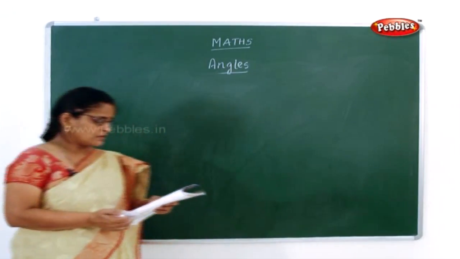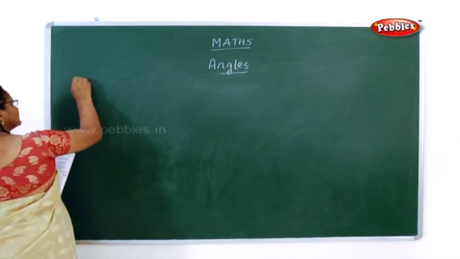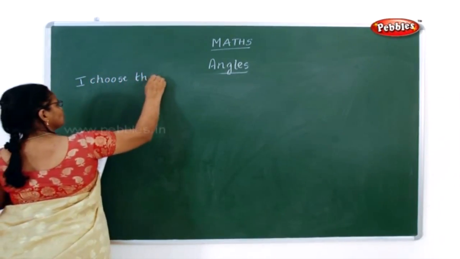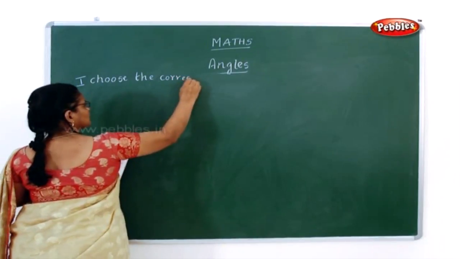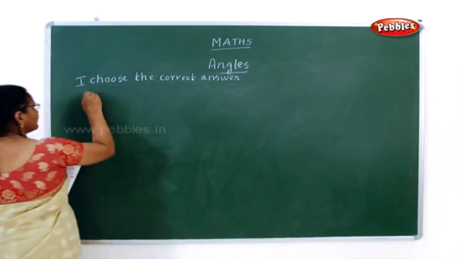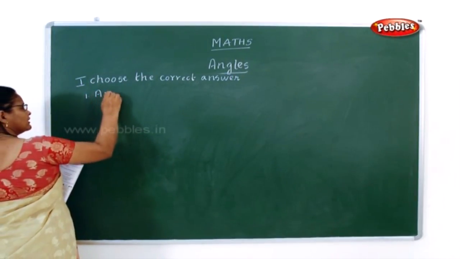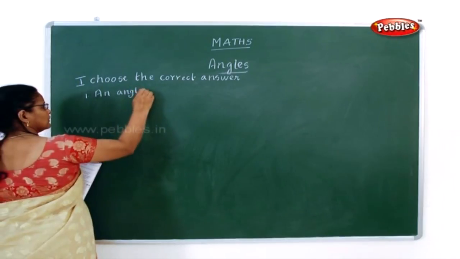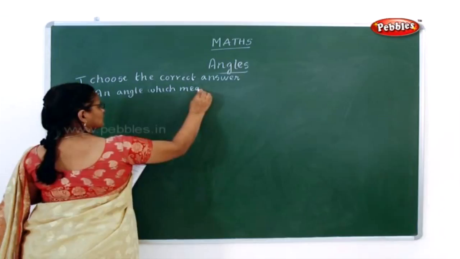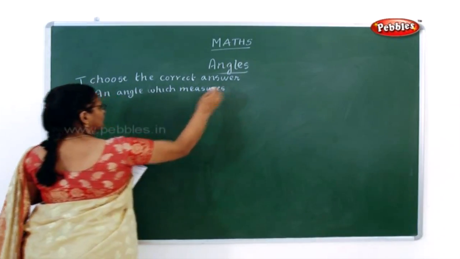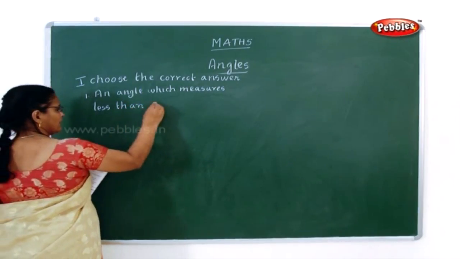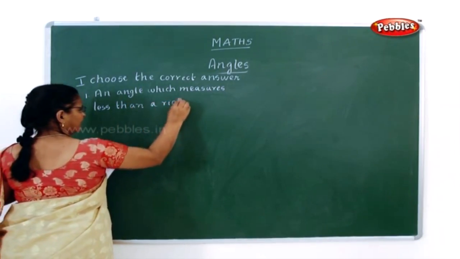See, the next one is the worksheet given in your book. See, first one, choose the correct answer. In that, the first question is: an angle which measures less than a right angle. An angle which measures less than a right angle.